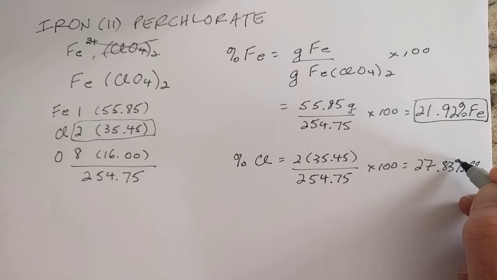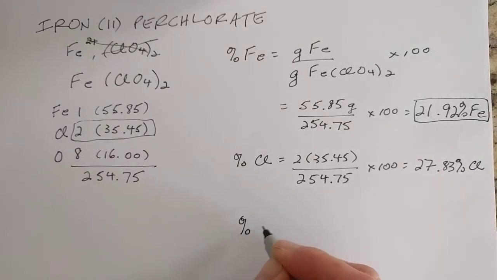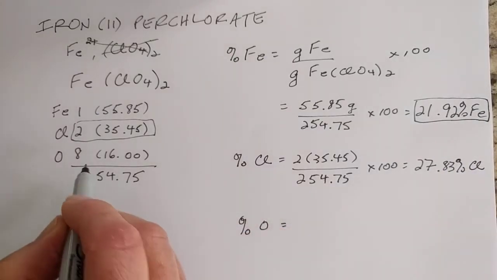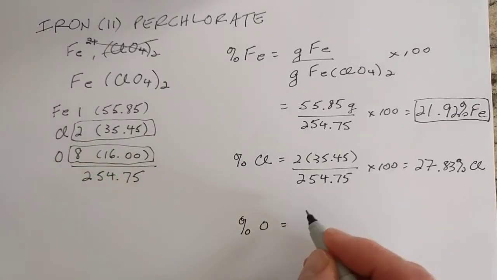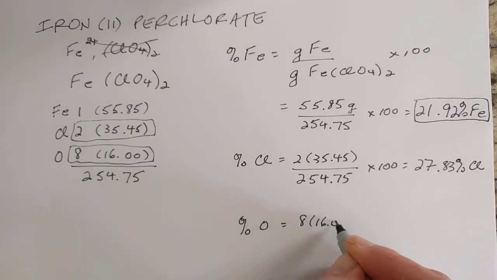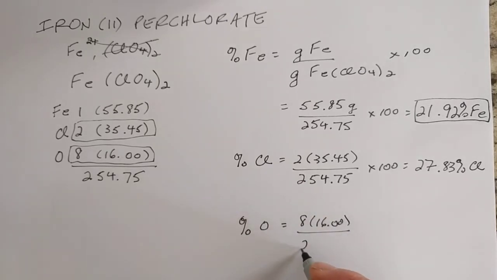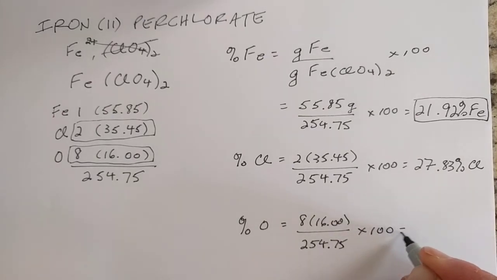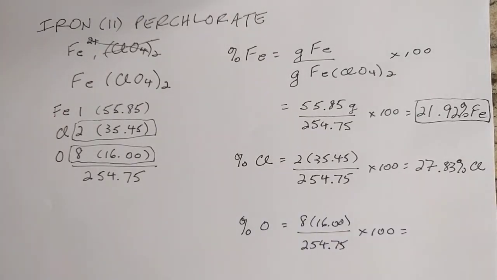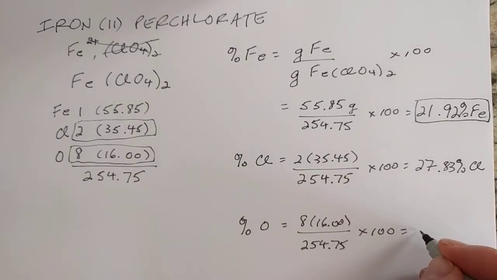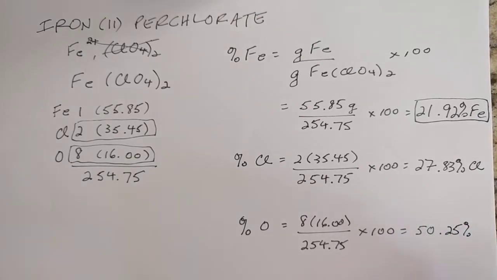And then if we do oxygen, the total mass from the oxygen is 8 times 16 divided by the whole, 254.75 times 100. Okay, let's see what we get. 8 times 16 divided by 254.75 times 100 equals, so here we have 50.25% oxygen.